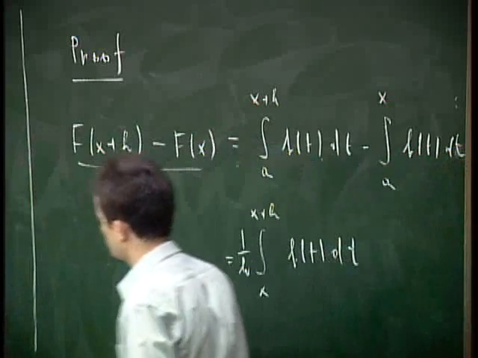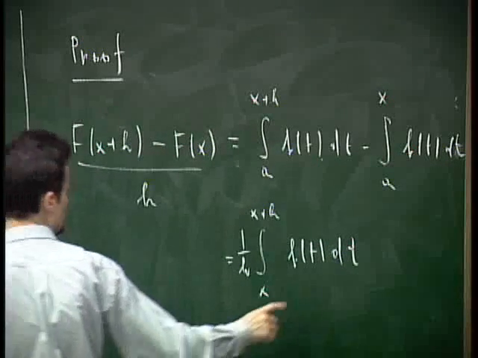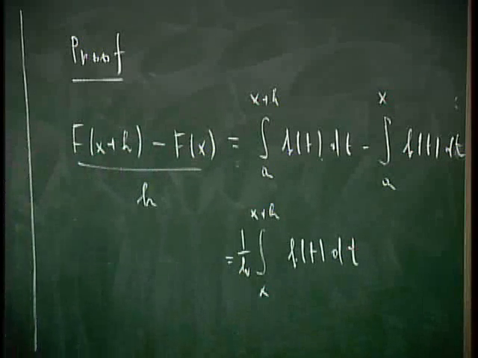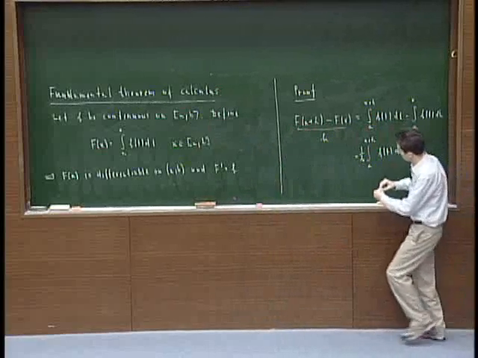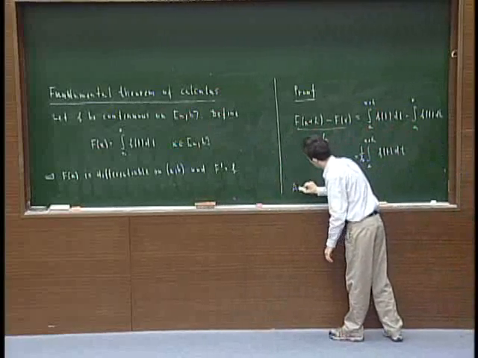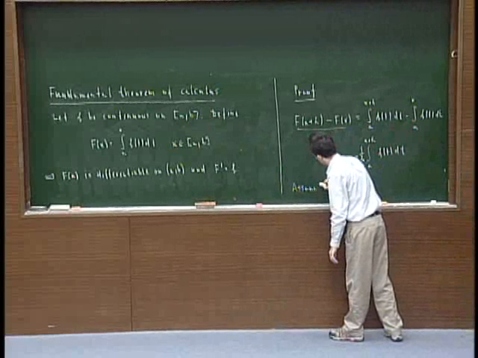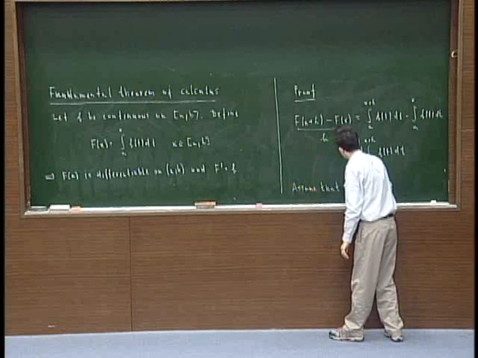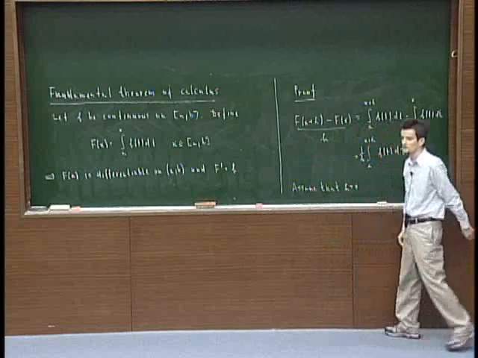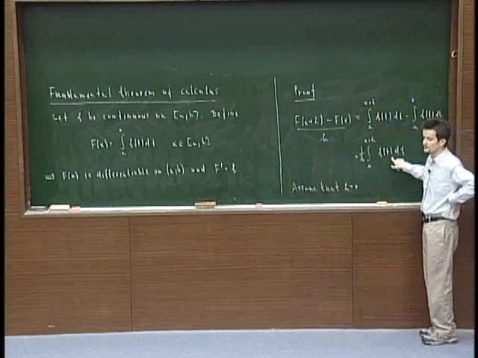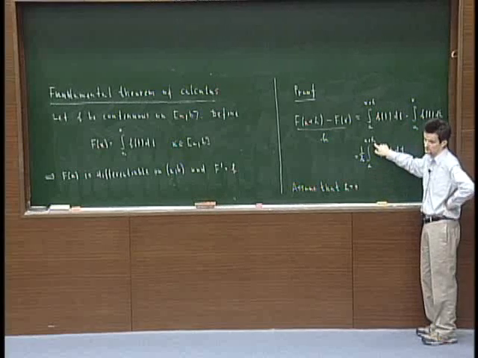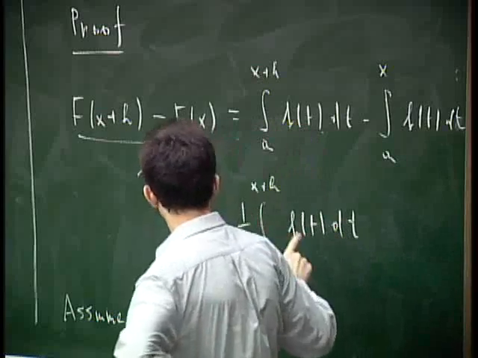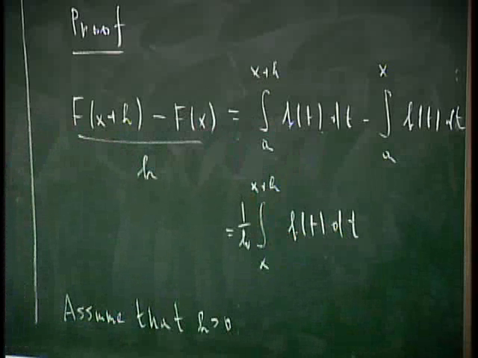Now we use that the function f of t is continuous on this interval. So maybe assume that h is larger than 0. Now, f of t is continuous on the closed interval from x to x plus h. So because f of t is continuous, we know there must be an absolute maximum and an absolute minimum on this interval.